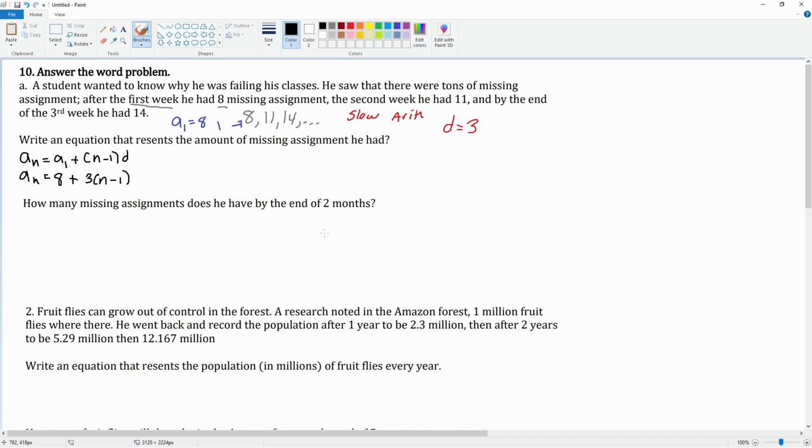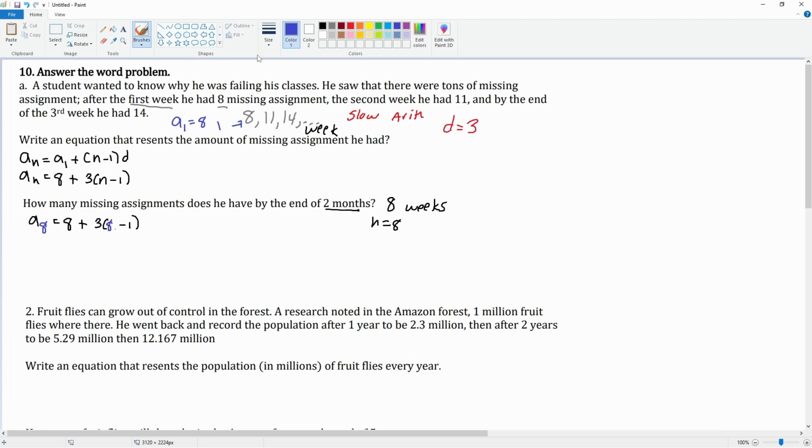And it says, how many missing assignments does he have by the end of 2 months? Notice this is every week, okay? First week, second week, third week. 2 months will have around 8 weeks. So n is going to be equal to 8. All we have to do is grab this formula, and we have to substitute in the 8 for the n. Erase the n, we write an 8. Erase this n, and we write an 8.